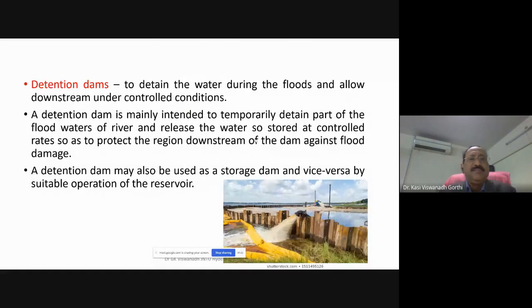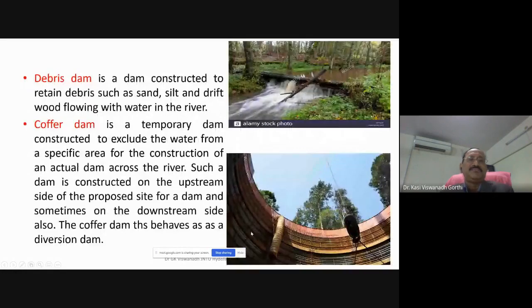The third category is the detention dam. It detains the water during the flood period and allows this water to flow to the downstream portion under very controlled conditions. You can see here, the water gets stored here and it is moving. It is let off to the downstream portion in very controlled conditions, so that on the downstream side there will not be much impact or effect due to these high floods.